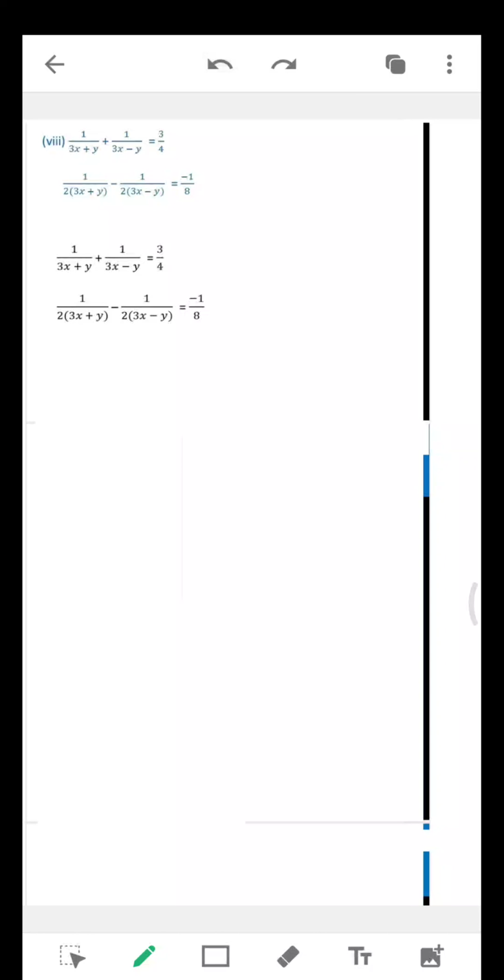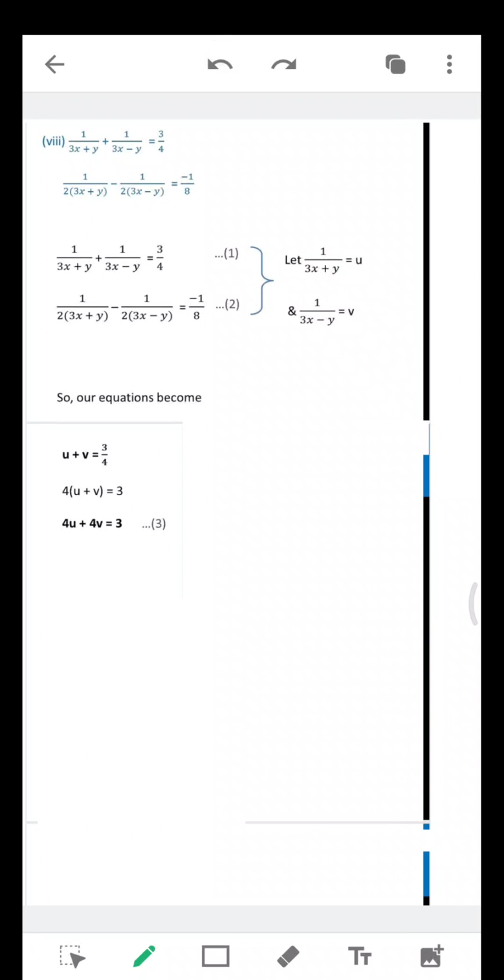So I'll take, let 1 by 3x plus y as u, 1 by 3x minus y as v. So putting these values here, putting u and v here and here, what do I get? This becomes u plus v is equals to 3 by 4. The first one becomes u plus v is equals to 3 by 4. So cross multiplying it, it becomes 4 into u plus v is equals to 3. So 4u plus 4v is equals to 3.